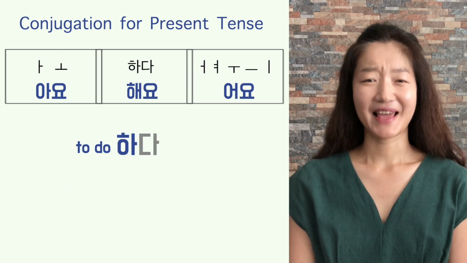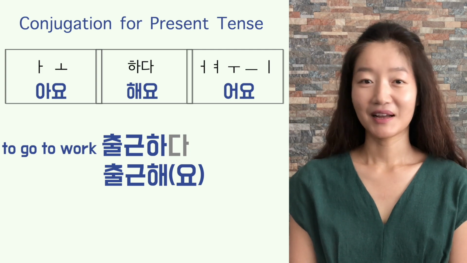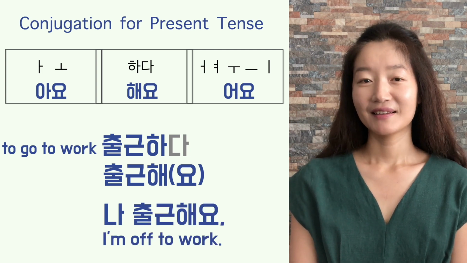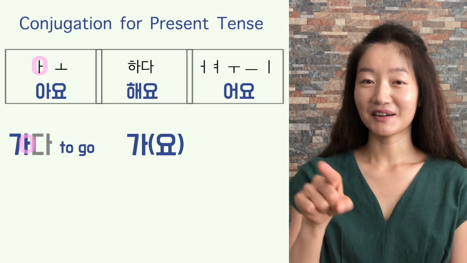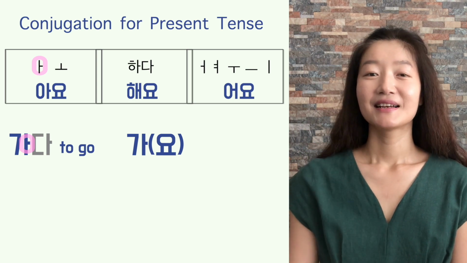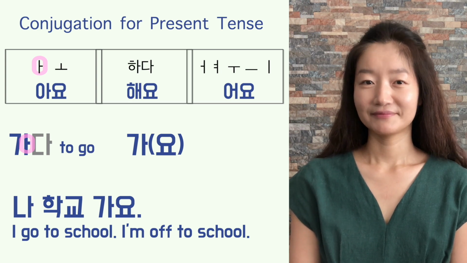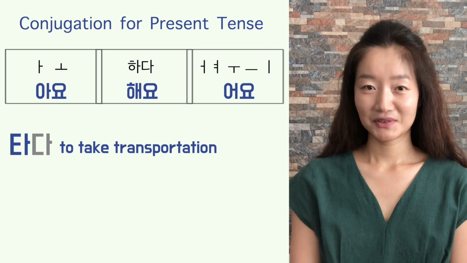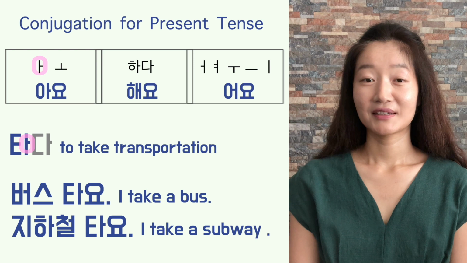하다, always 해, right? So 해, 출근하다, to go to work. 출근해, I go to work, I'm off to work. 나 출근해, 출근해요. 가다, to go. But it doesn't have the final consonant, so you just use it as it is. I'm off to school. 나 학교 가요. 타다, to take transportation. To take a bus, 버스 타요. To take a subway, 지하철 타요.